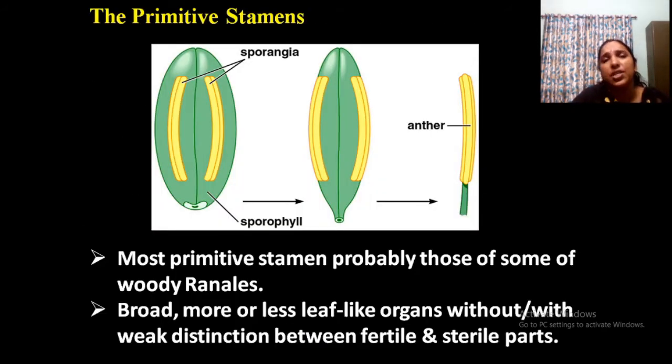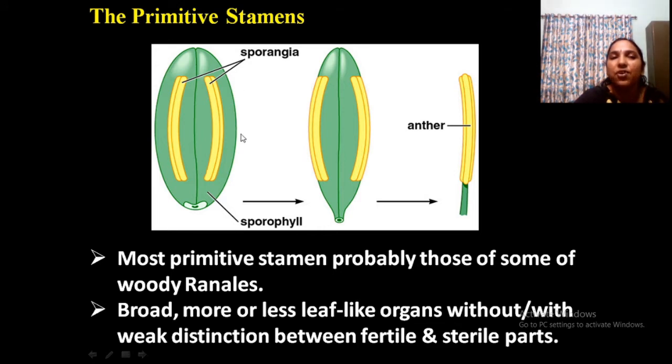So our question is, what is the structure of a primitive stamen? Clear? Up to this we discussed the stamen present nowadays in our flowers, which you are familiar with. But our main part is the nature of the structure of the primitive stamens. So look at that picture. This is the primitive stamen, which appears like a leaf.